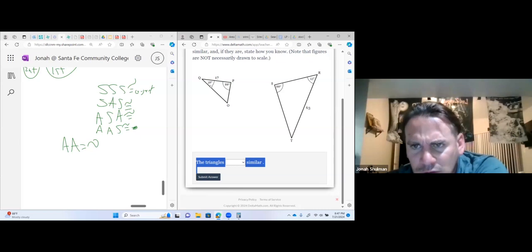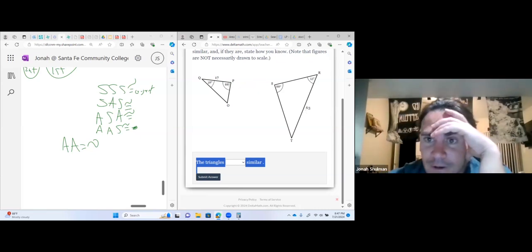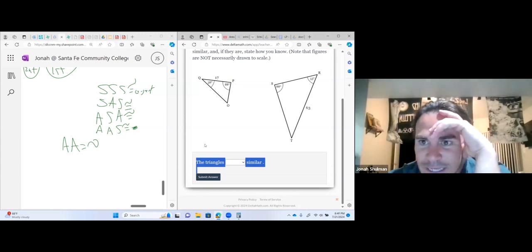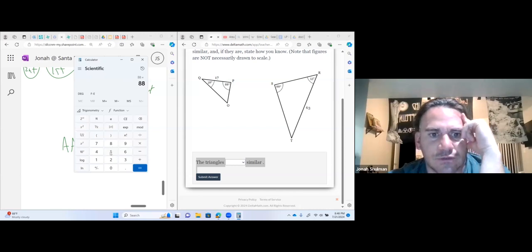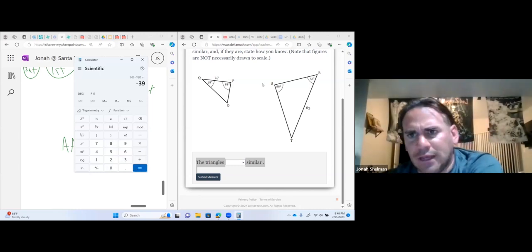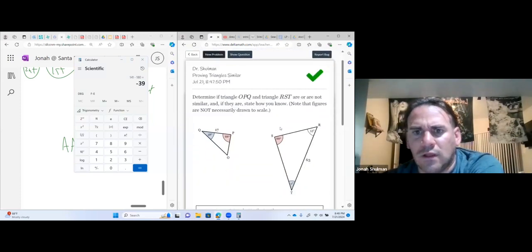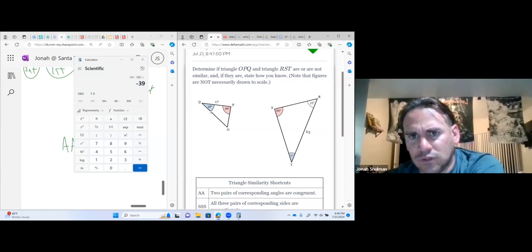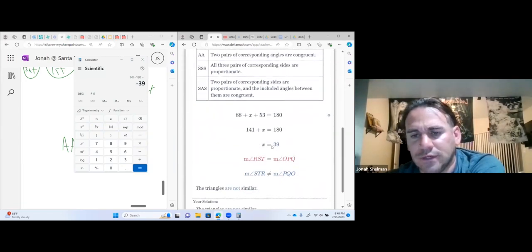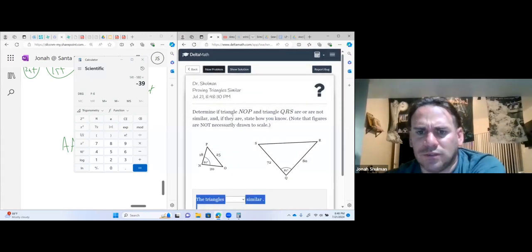All right, so this is angle, side, angle. This is angle. Oh, it's not. What's 88 plus 53? 88 plus 53 minus 180. 39. And this is 38, so they are not similar. This missing angle could have been 38, but it was 39. So the angles didn't match up. See, they're not equal. Let's do one more of these.